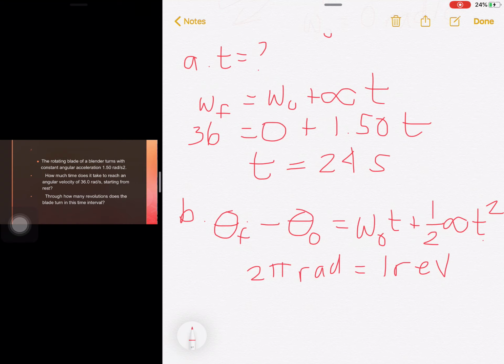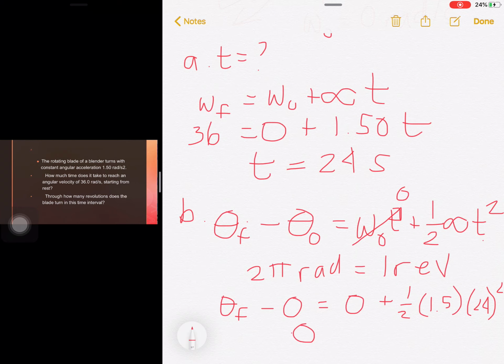So theta f, that is the unknown, minus, of course, it will start from 0, equivalent to, this one will simply become 0 because your initial velocity is 0. So you have 0 plus 1/2 times alpha, which is 1.5, times t squared, which is 24 squared. Okay, so using your calculator again, your theta f is equivalent to 432 radians.